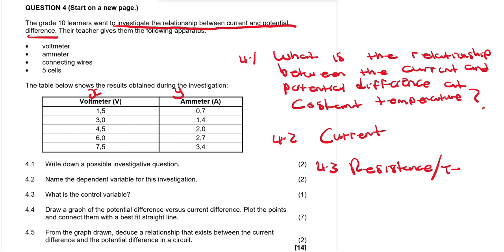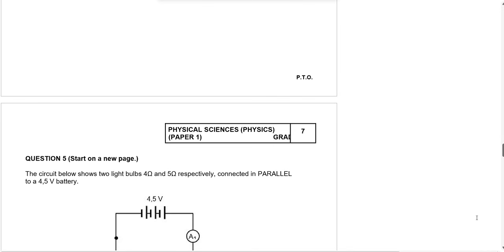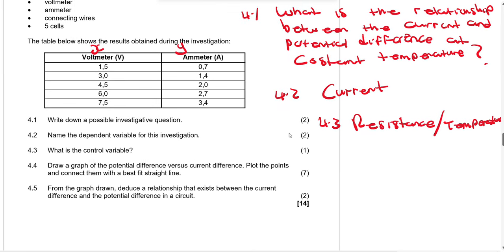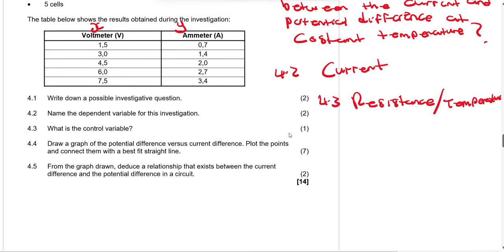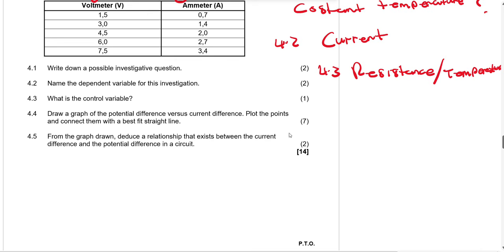You can say temperature, because resistance measures temperature is defined. Okay, then they say draw a graph of the current plot using the point.